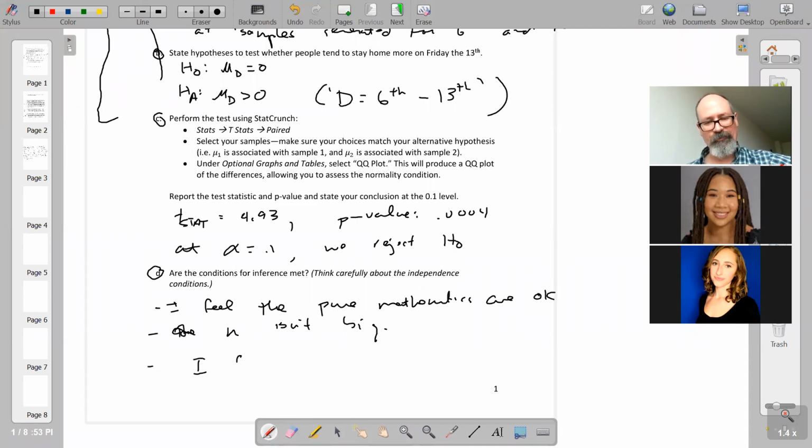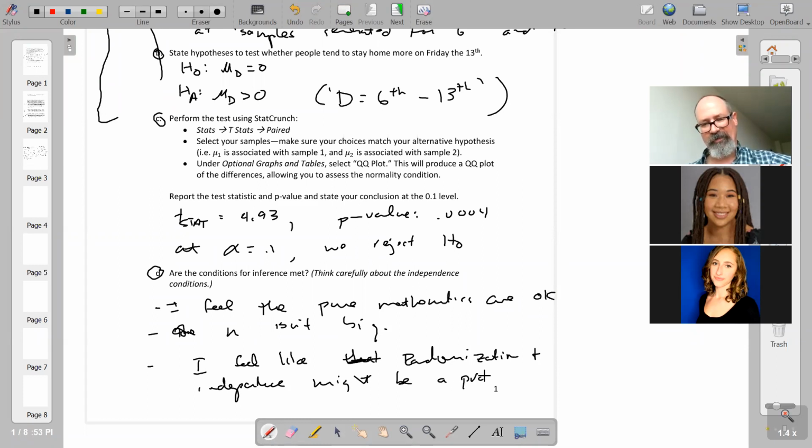I feel like both the randomization and independence might be a problem. The reason I think that is, how many junctions do you actually have to look at? What if there are 100? Well, maybe you feel better about it. But what's the chance that if you select a bunch of junctions to study you only get 9 and 10 repeatedly? That's probably not going to happen.